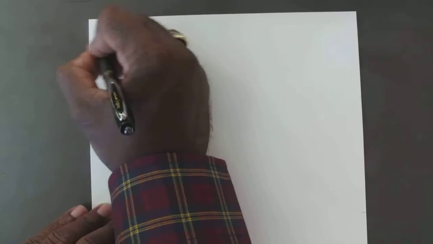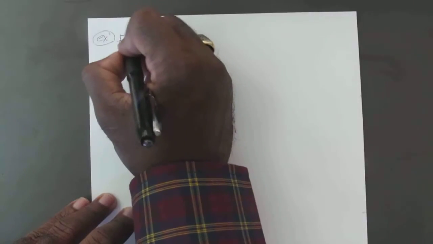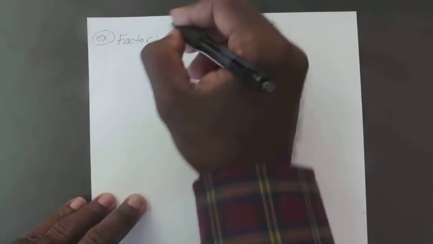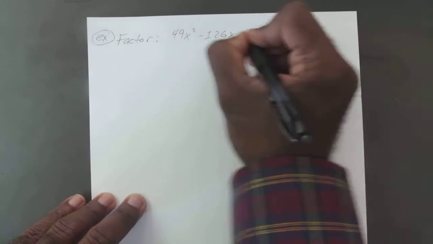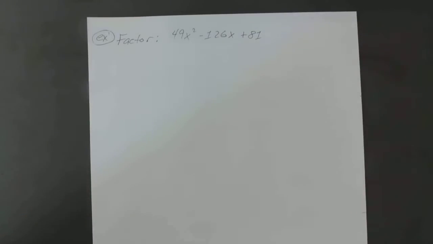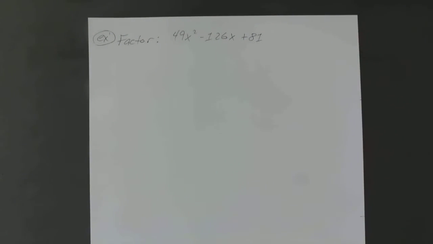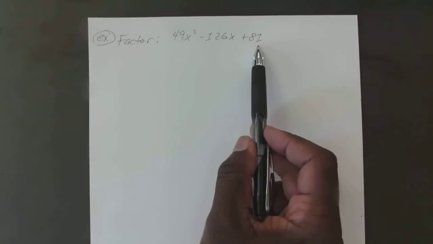All right. One more example. Okay, so let's say if we wanted to factor 49x squared minus 126x plus 81. Okay, so I'll let you start on this one. Remember, the first thing you want to do is look at the first and last numbers.